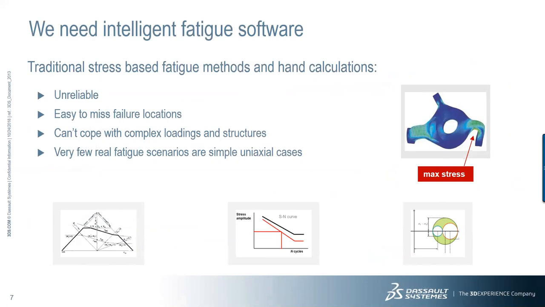This can also be done, but it is an unreliable method. You can easily miss the failure location. And one of the biggest disadvantages of this method is that it can't cope with complex loading and structure. If it is a simple, fully relaxed loading or fully reversed loading, then you can handle that. But if you have variable amplitude loading, then it can be very difficult to handle such loading using this particular method.